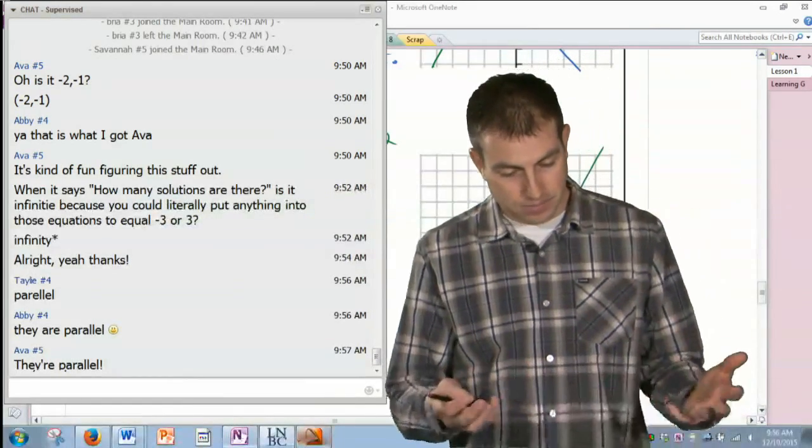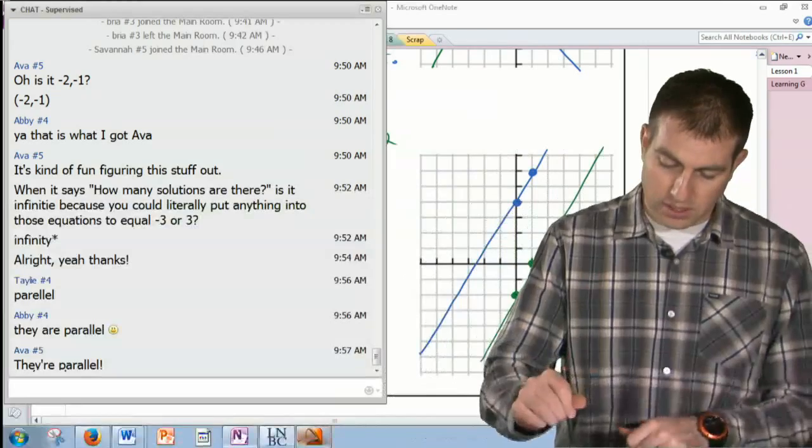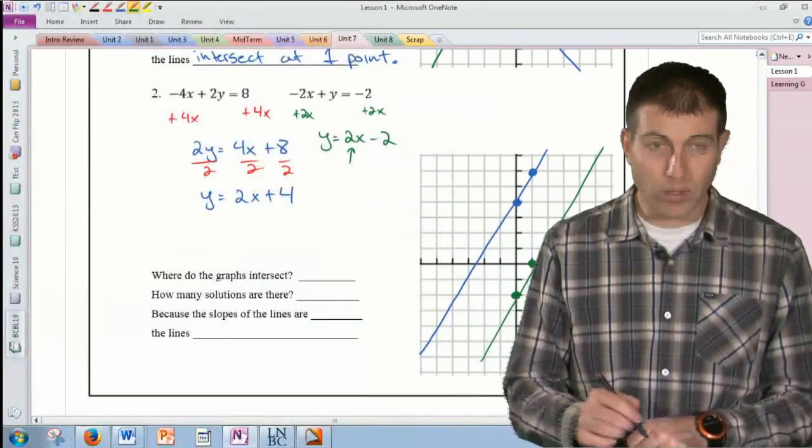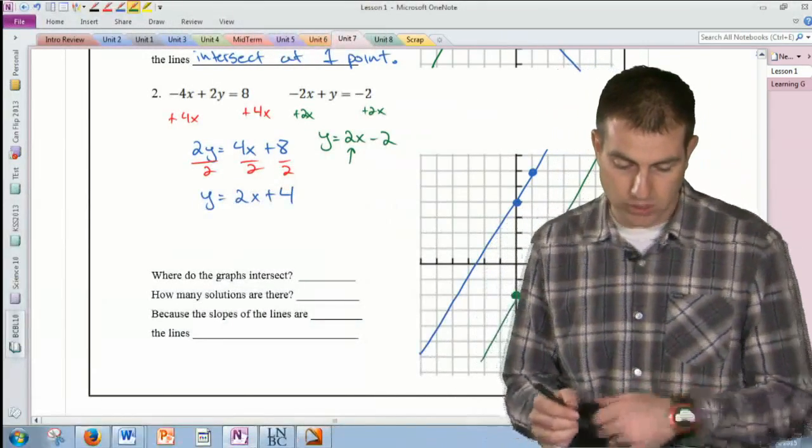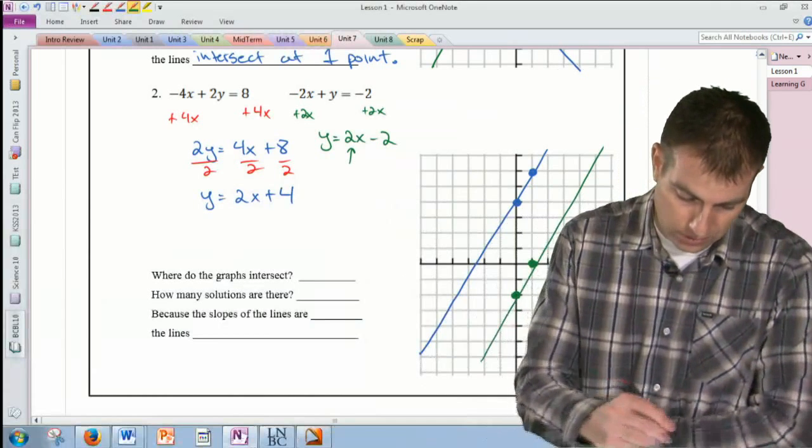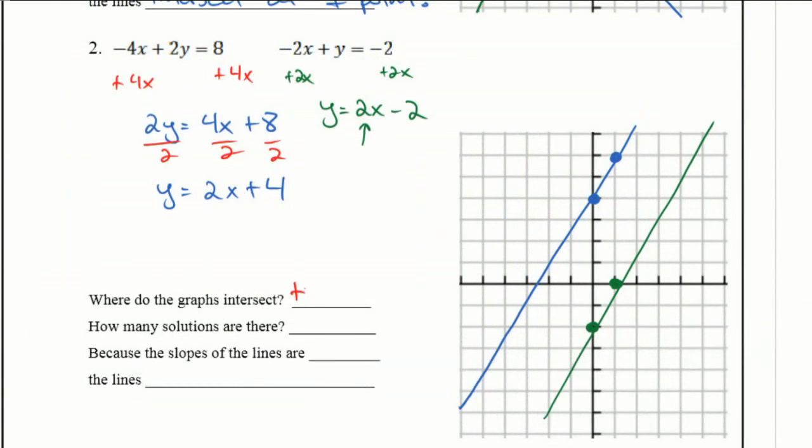So there we go. This is the second scenario we're going to run into when we plot these types of equations. So the graphs do not intersect. We can write, they don't. How many solutions are there? Well, there are 0 solutions. Because those lines are parallel, they will never intersect.